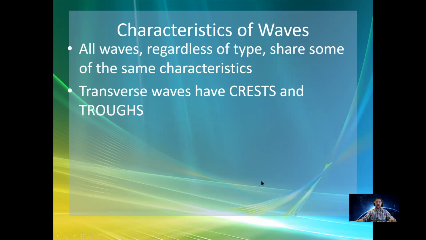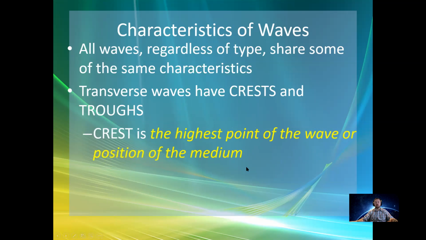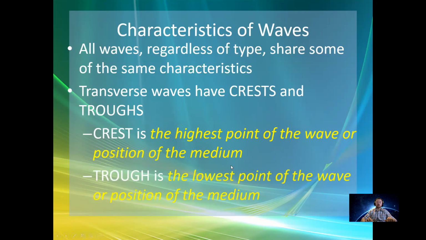Transverse waves have crests and troughs, and you've probably heard of crest before. The crest is the highest point of the wave, where the medium's position is at its highest point. Well, what's the opposite of the highest point? Well, that is what we call the trough. You've probably heard the word trough before.